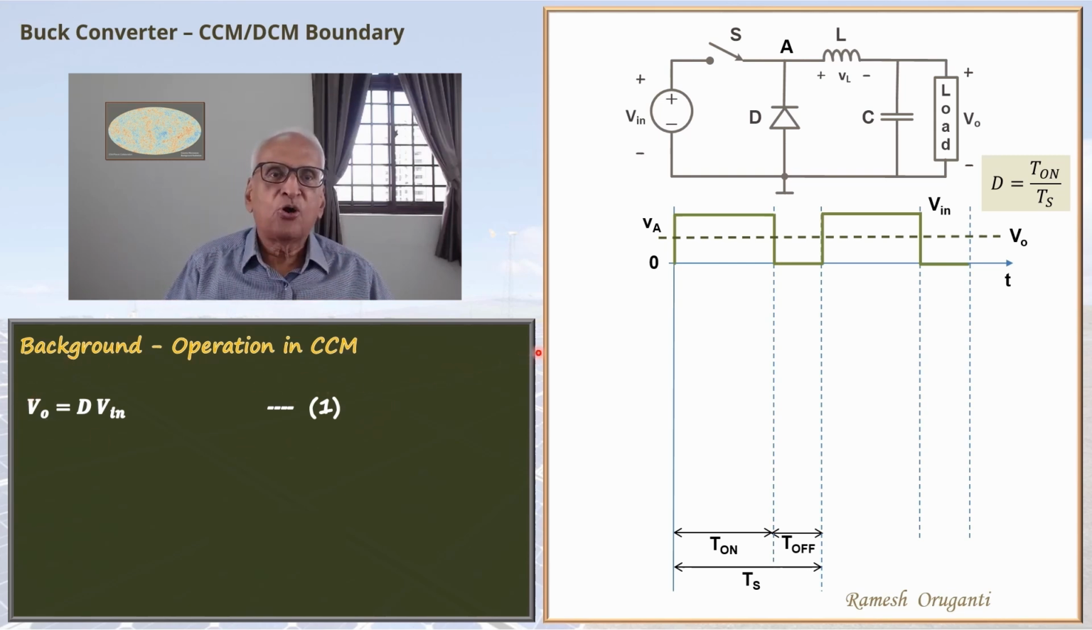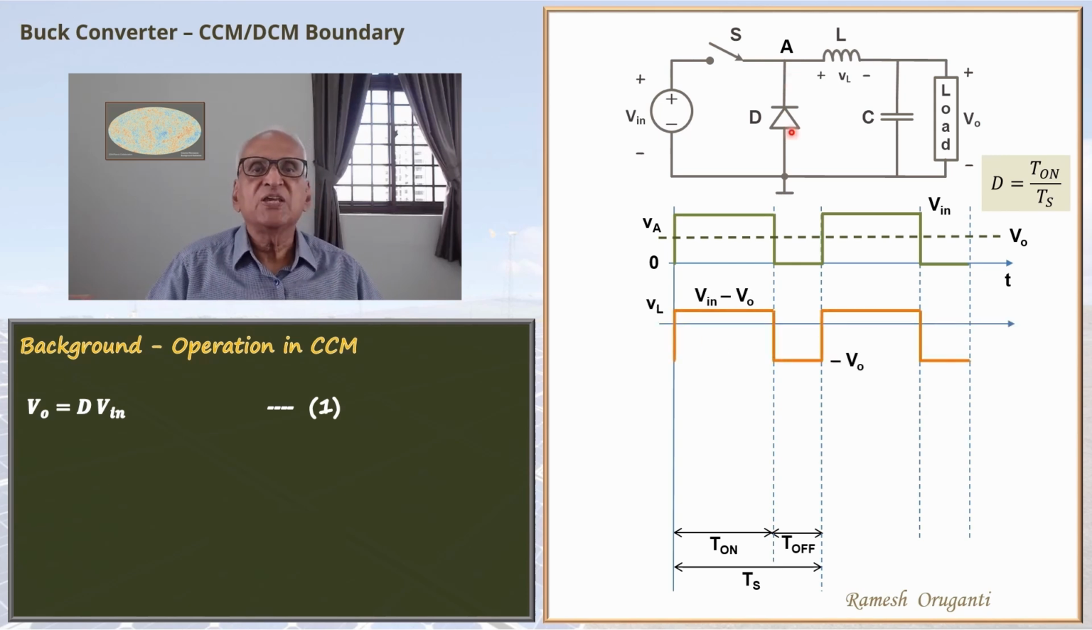When the switch is on, the positive side of the inductor is connected to V in, the negative side is connected to V naught. So the inductor voltage is V in minus V naught. When the switch is off, the diode conducts and the voltage minus V naught is applied across the inductor. So the inductor voltage toggles between V in minus V naught and minus V naught.